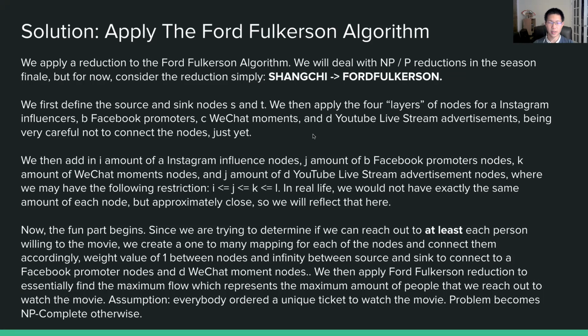We first define the source and sink nodes S and T. We then apply four layers of nodes for A, Instagram influencers, B, Facebook promoters, C, WeChat moments, and D, YouTube live stream advertisements. And you don't want to connect the nodes yet because you need to do something very special to them. Then we add I amount of those Instagram nodes, J amount of Facebook nodes, you get the point, K amount of WeChat nodes and L amount of YouTube live stream nodes, which means they may not all be the same, but they could be pretty equivalent: I less than or equal to J, less than or equal to K, less than or equal to L. In real life, we simply would not have the same amount of nodes because we ask different people, but it's approximately close, so we'll reflect that here.